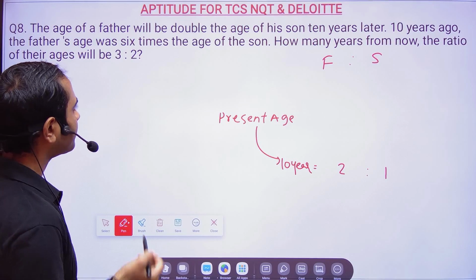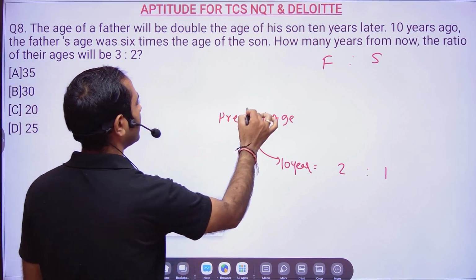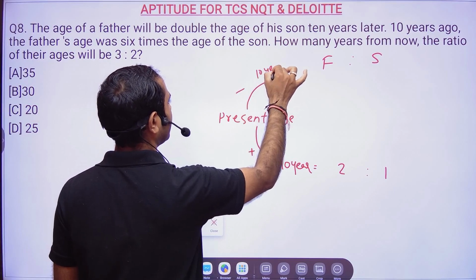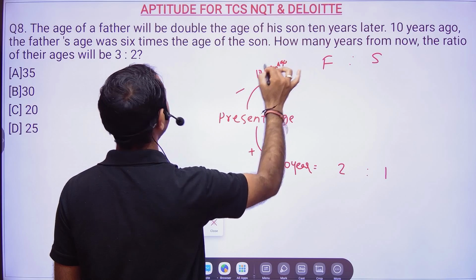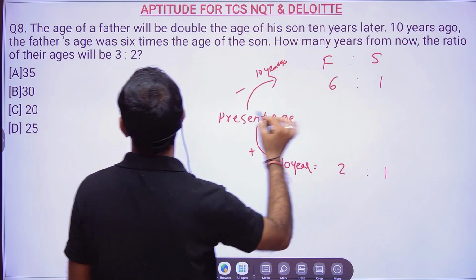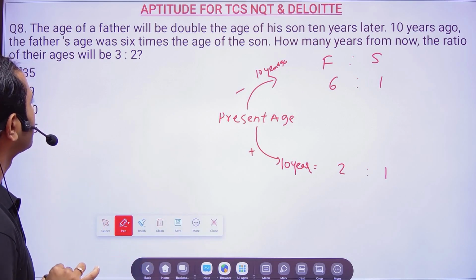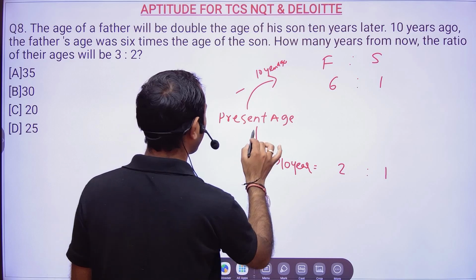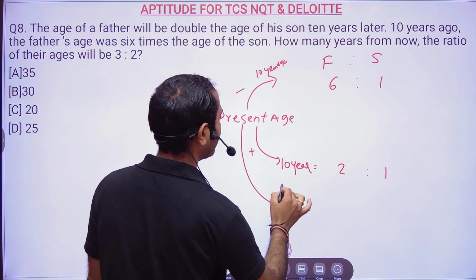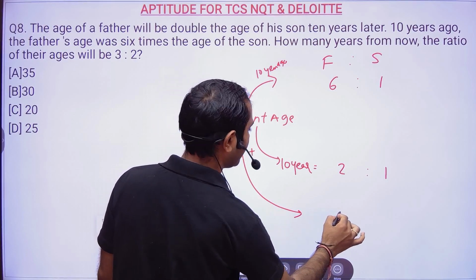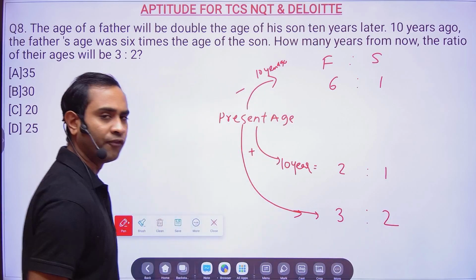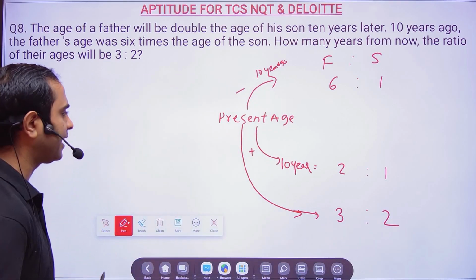Okay, 10 years ago. So let's go 10 years ago. Father was 6 times the age of son. How many years from now? That means from present, the ratio of their ages will be 3:2. This is a very good question actually. Very, very good question. You can try it out.